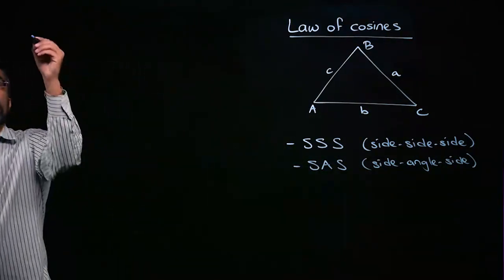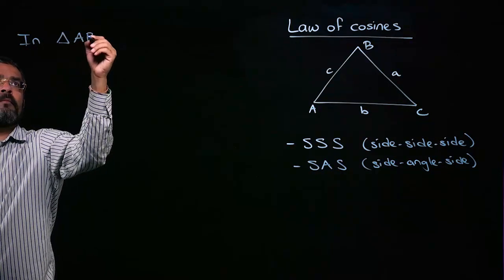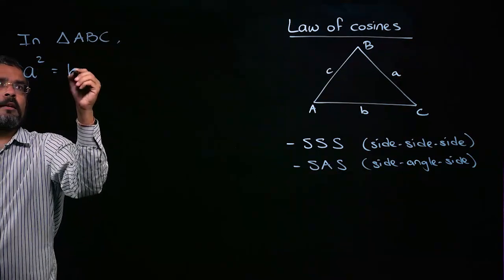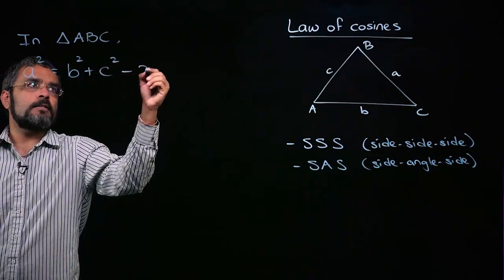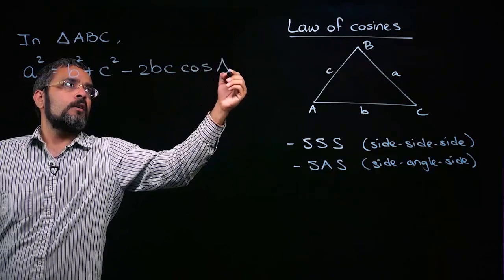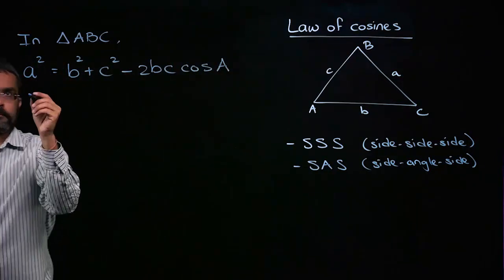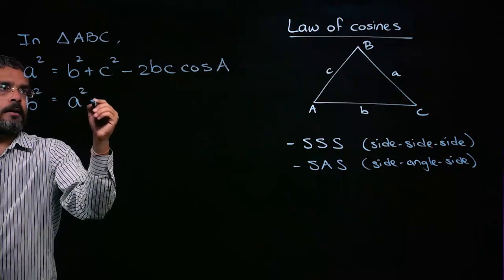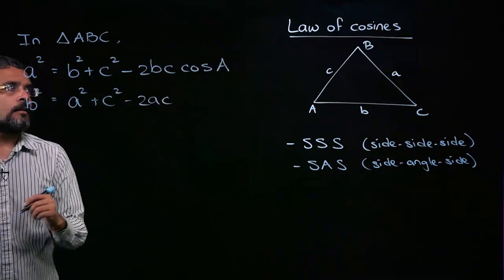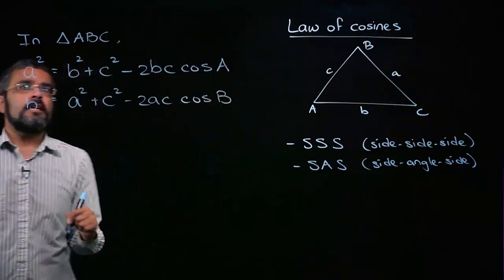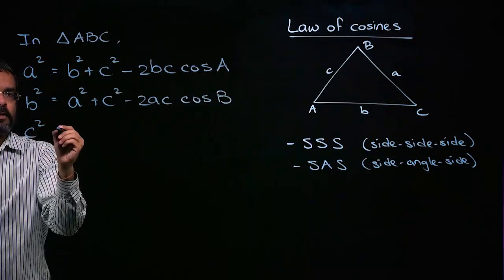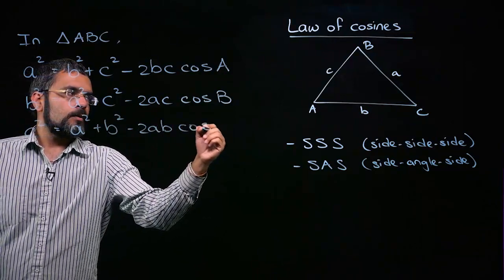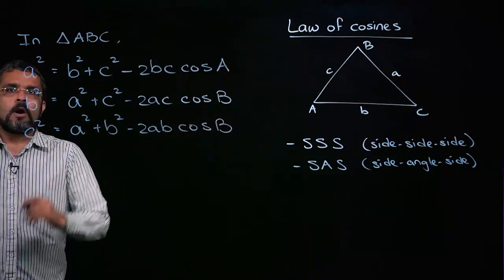So what is law of cosines? In triangle ABC, the law of cosines states that a squared equals b squared plus c squared minus 2bc cosine of A. Similarly, if I wanted to do this for b squared, I have b squared equals, look at the other two sides, which is a squared plus c squared minus 2ac cosine of B. And finally, c squared is going to be a squared plus b squared minus 2ab cosine of C. So this is what law of cosines looks like.